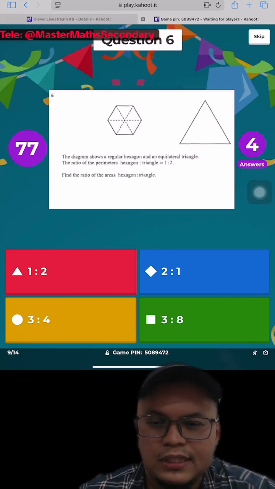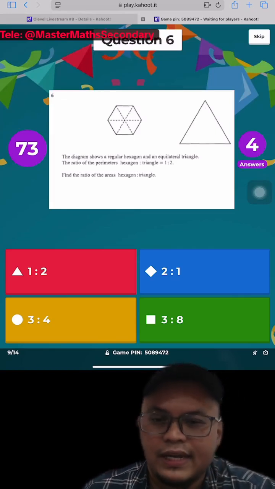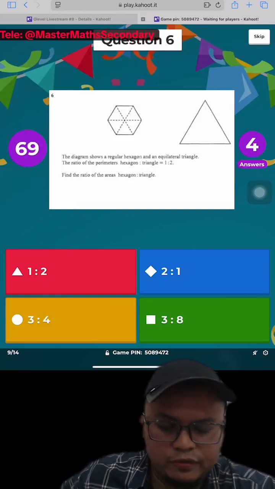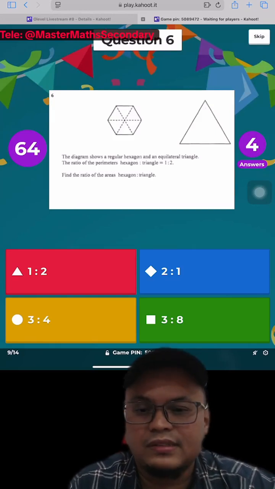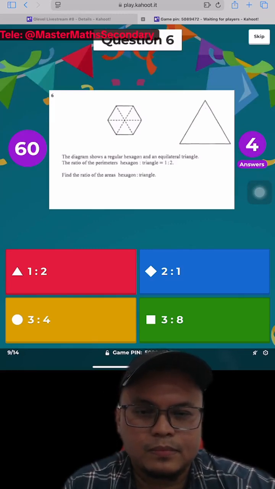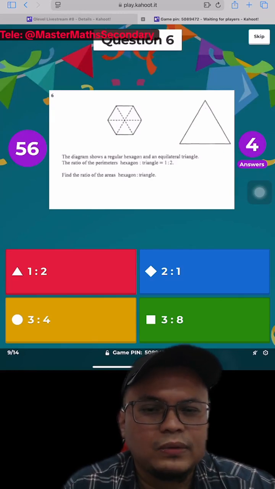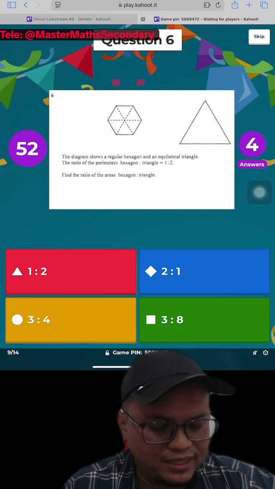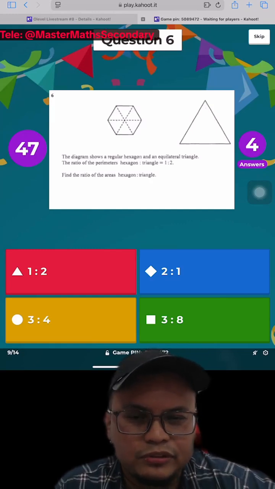Now this question, you might need a bit of time. You're asked to find the ratio of the areas of the hexagon to the triangle. You're given the ratio of the perimeters, and we want to now find the ratio of the areas. A simple trick would actually be to find out the length of one side of your hexagon and one side of your equilateral triangle.